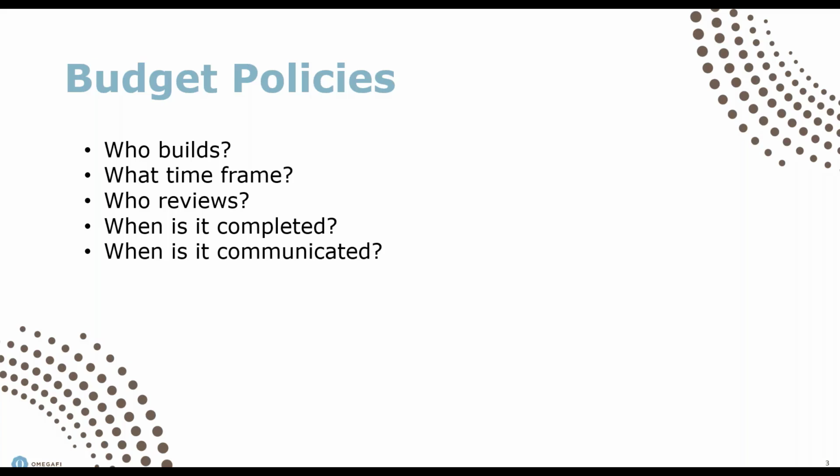Some examples of budget policies are who builds the budget, what time period will the budget cover, who will review and approve the budget, when will the budget be completed, and when is it communicated to the chapter. So once you've established these basic policies of who and when, you can begin building your budget.